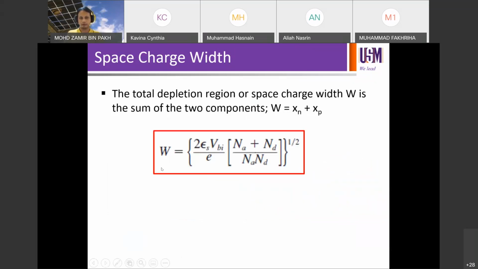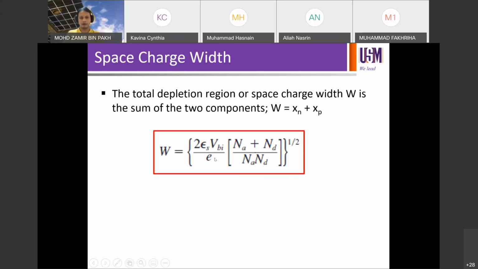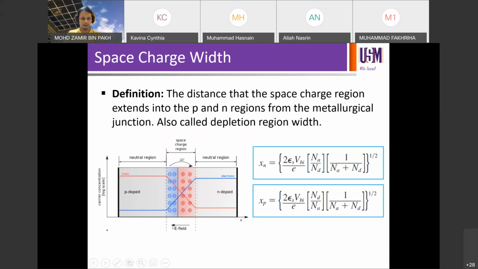It is given by W. So W is x_n plus x_p, n side plus p side, and you can also calculate W on its own without going through this x_n and x_p. You can just plug all the given values into this equation to come out with the dimension of W here.